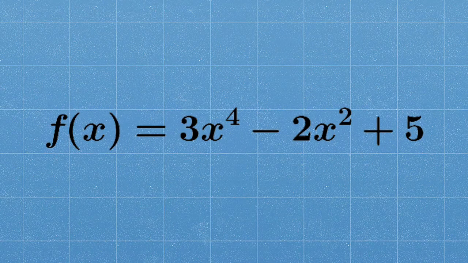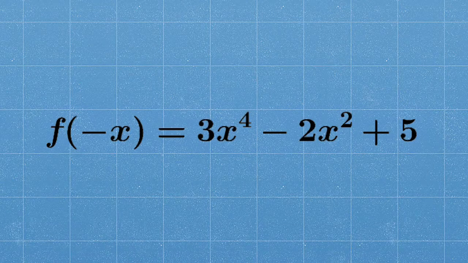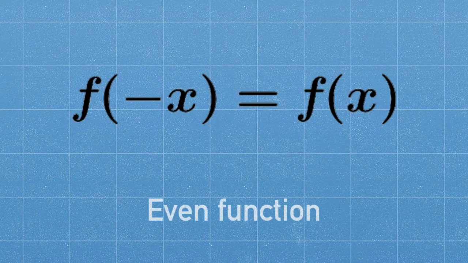Here's another example. Is this function even or odd? We once again begin by replacing all values of x with negative x, and in simplifying we see, aha, this is the same function. When replacing all values of x with negative x, we got back the original function, so we say that this is an even function.